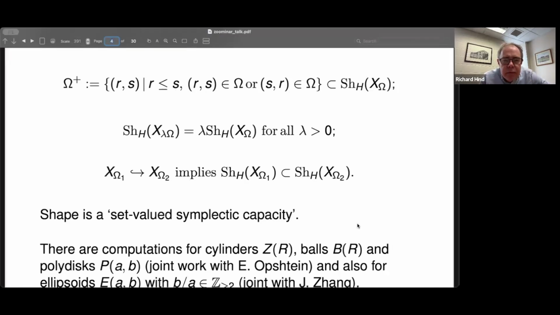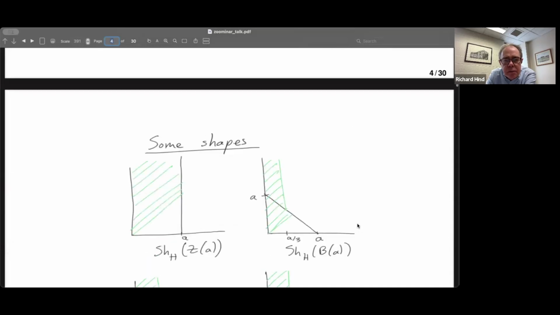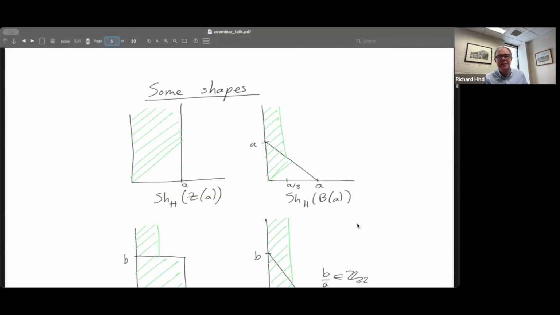It's possible to compute it sometimes. We did it for balls, cylinders, polydiscs, and, working with Opshtein, also certain ellipsoids. I worked those out with Jun Zhang again, and these are the results here. Okay, I'll do two layers.